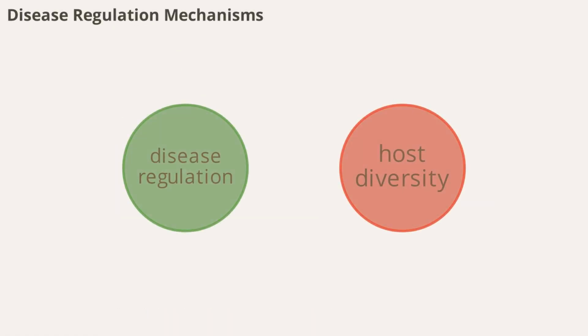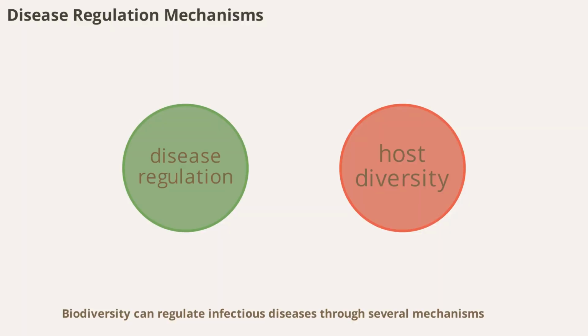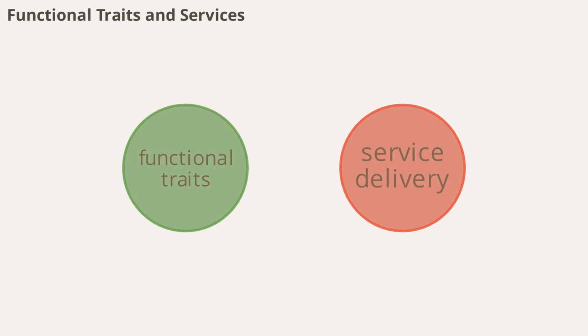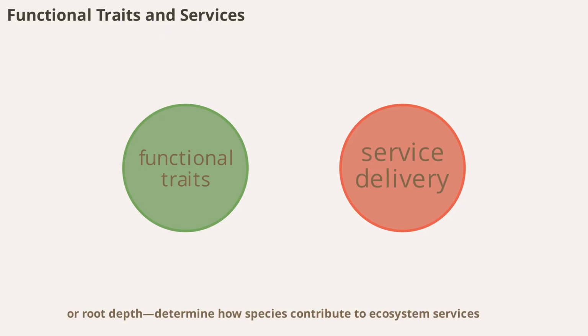Biodiversity can regulate infectious diseases through several mechanisms, by reducing the abundance of hosts or vectors, altering their behavior, or increasing the presence of natural enemies. For example, diverse bird communities can limit the spread of diseases like West Nile virus by diluting the pool of competent hosts.